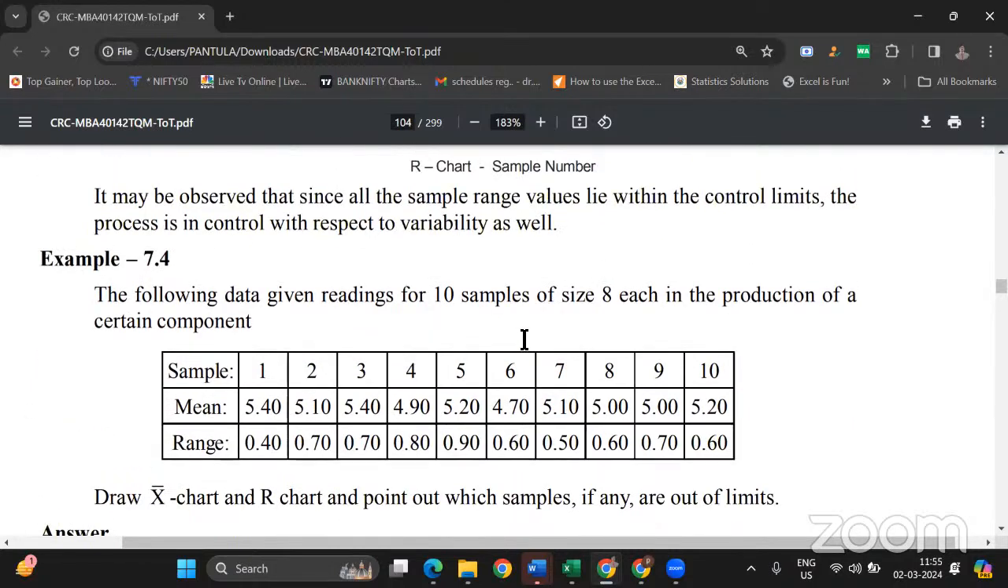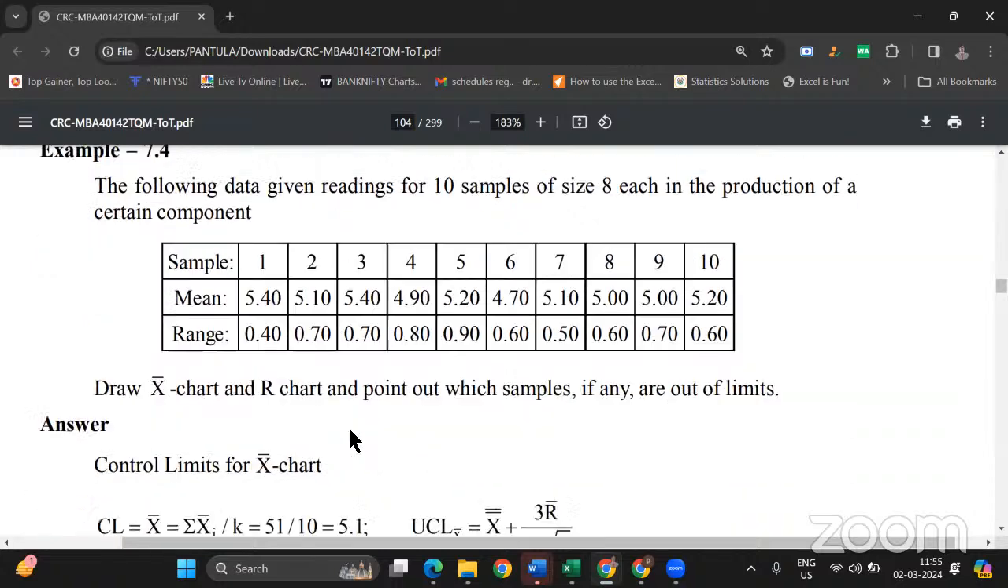Next problem here is the following data given for 10 samples of size 8 each, production of a certain component. Now here they're given sample 1 up to sample 10. Mean they given. Range is also given. Now we need to draw X bar chart and R chart, and point out which samples, if any, are out of limits.